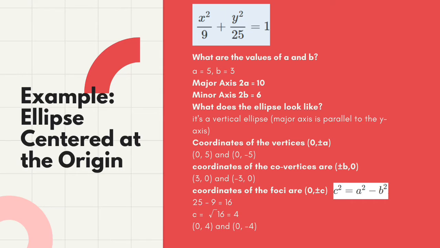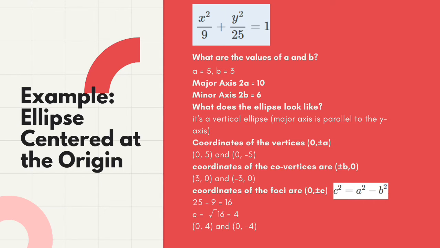Length of the major axis is 2a, which equates to 10. Length of the minor axis is 2b, which equates to 6. The ellipse, when plotted, will be a vertical ellipse because the major axis is parallel to the y-axis.